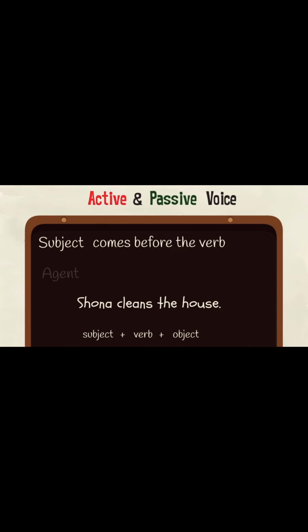To understand active and passive voice, it can be helpful to understand the difference between the subject of a sentence and the agent. The subject of the sentence always comes before the verb. Subject, then verb, then object. For example, Shona cleans the house. The verb is cleans. We know that the subject comes before the verb. Therefore, the subject of this sentence is Shona.